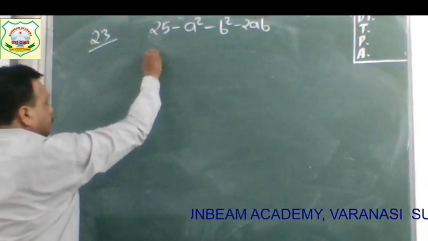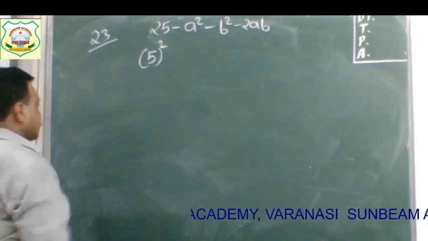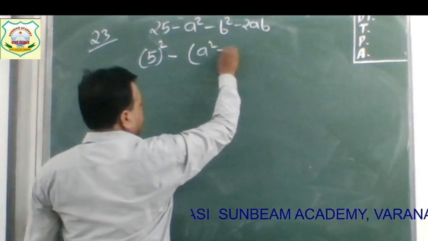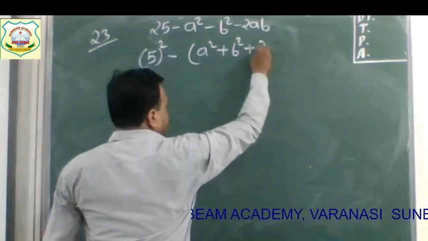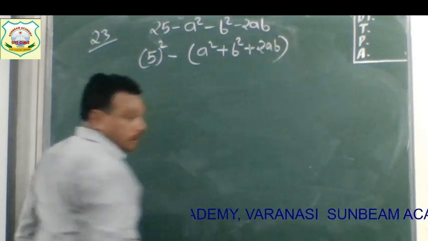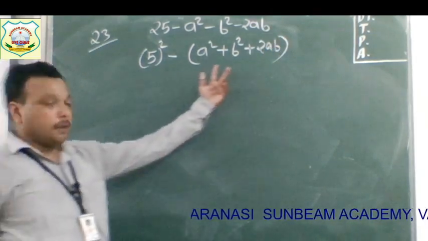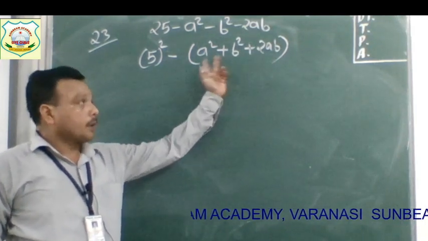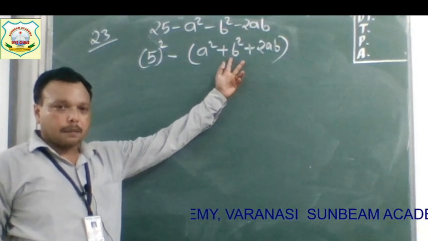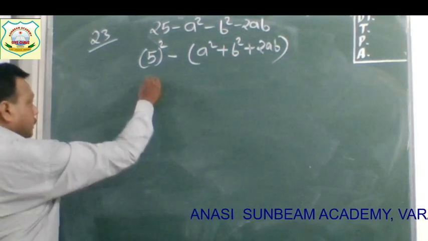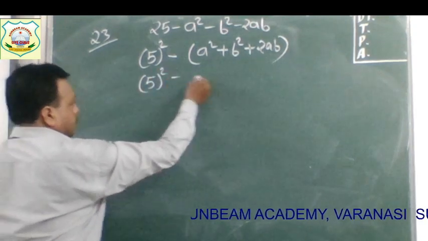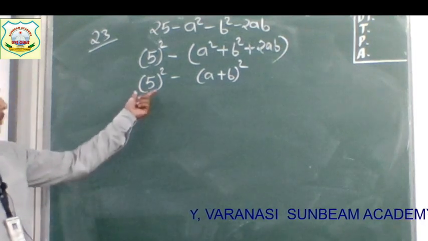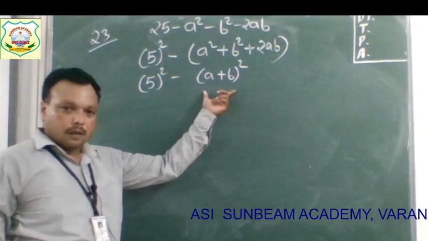25 is the square of 5, 5 square. It is separate, we have done. Minus, we are just making a group in the bracket. Just we are writing. Everyone identified? Can you identify this? It is the form of a square plus b square plus 2ab. So what can we write? This is the identity, a plus b whole square. 5 square we have already got, minus a plus b whole square. It means now we have got the form of a square minus b square.